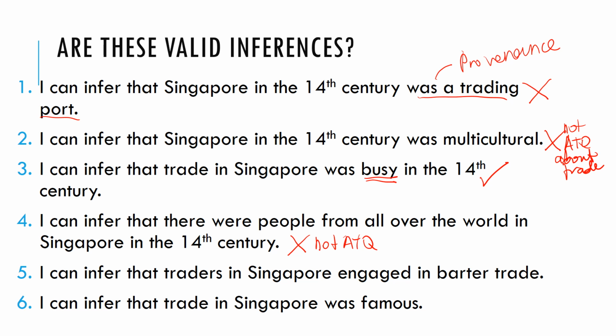I can infer that traders in Singapore engage in barter trade, where they exchange goods. Yes, because I see the man holding a pottery and the other Chinese man is also holding some kind of good, so most likely they are exchanging it without the use of money. So barter trade is trading of goods without money. Next, I can infer that trade in Singapore was famous. Yes, because I see people from China, I see people from India, it means that trading in Singapore is famous because people from all over the world are coming over. I hope by now you have a better understanding of what a valid inference is.